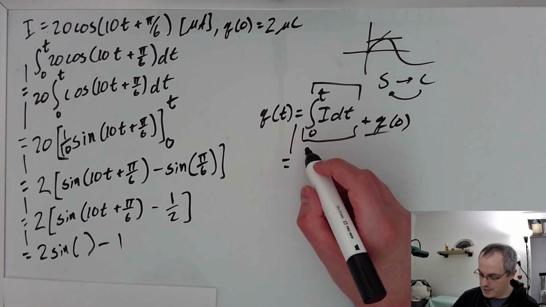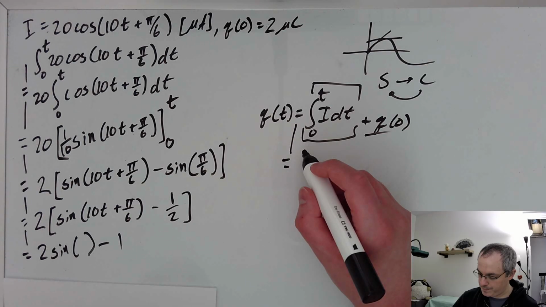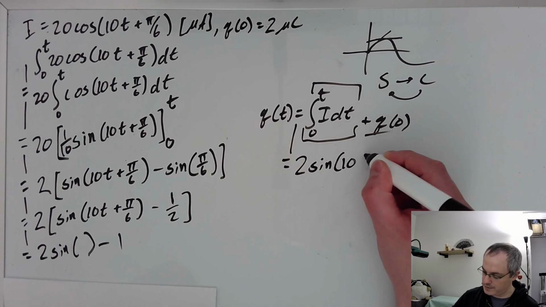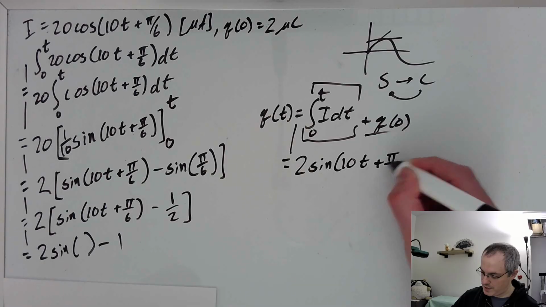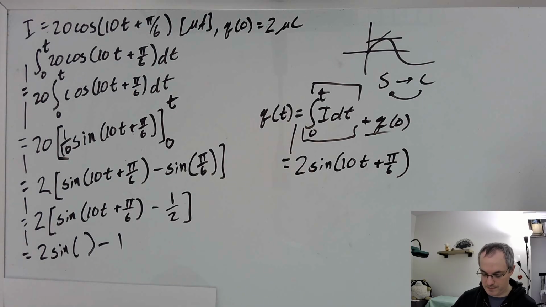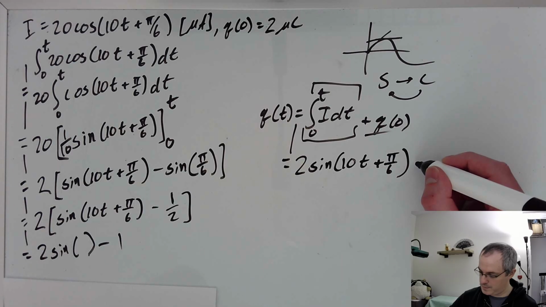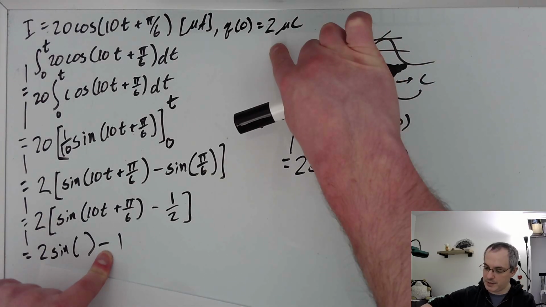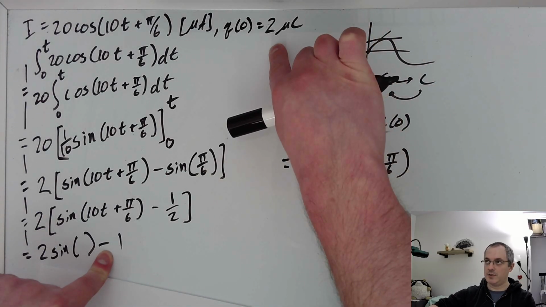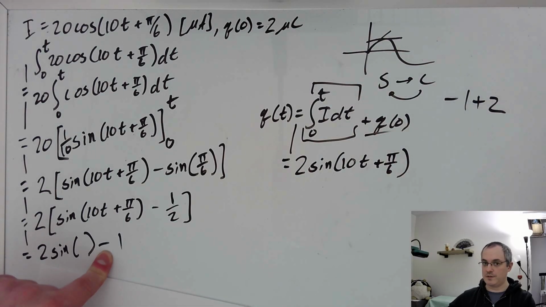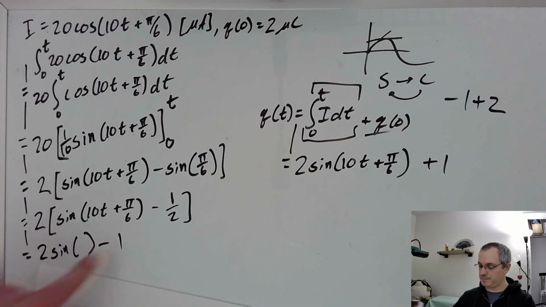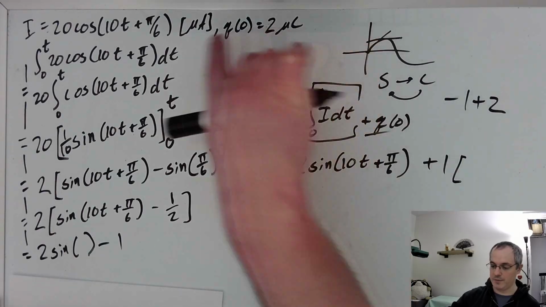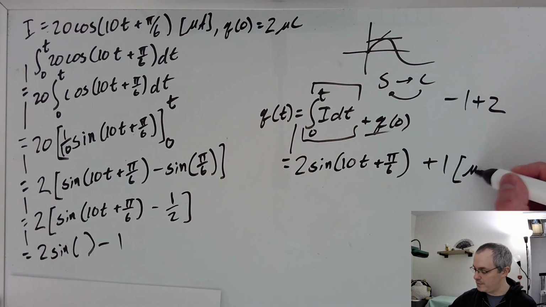Okay, so what are we doing? Right, so 2 sine 10t plus pi over 6 minus 1 for here, but plus 2 for there. So it'll be minus 1 plus 2, and that's going to give us a plus 1. And the units on that will be microcoulombs there, microamps there, so we're good with microcoulombs.